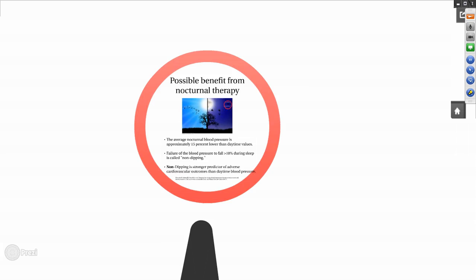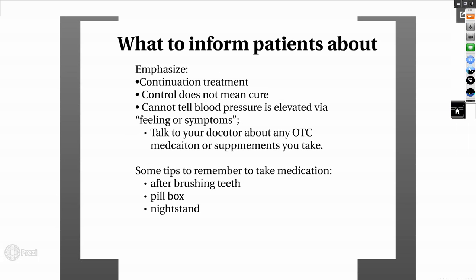That's why I wanted to include that slide in here. Moving right along. So what should we tell patients, or what should we tell our patient? Well, we want to make sure that he understands that hypertension is a silent killer and that he needs to continue his treatment, and that controlling his hypertension to this goal blood pressure does not necessarily mean a cure. We'd also help him incorporate taking his medications into his habitual regimens, like taking it after you brush your teeth, or using a pill box, etc.